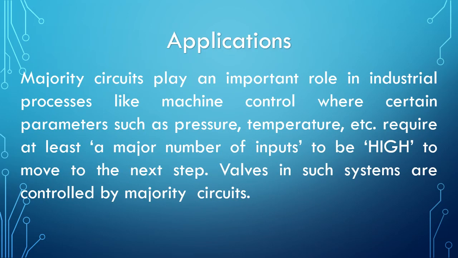Majority circuits play an important role in industrial processes such as machine control. Certain parameters such as pressure, temperature, etc. require at least a major number of inputs to be high to move to the next step. The valves of such systems are controlled by majority circuits. For example, if we have a system running on 7 valves and at least 4 of the valves are required to be active to move to the next step, we implement a majority circuit there, and if in any case it's less than 4, the system shall stop working, and that's a great help.